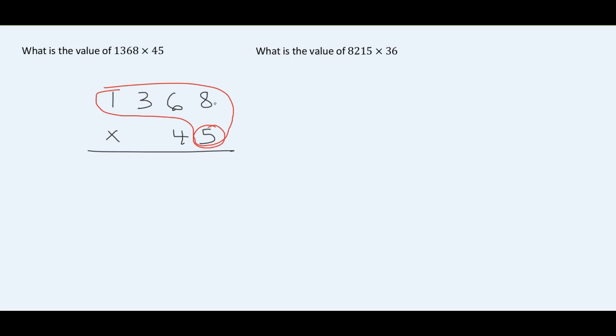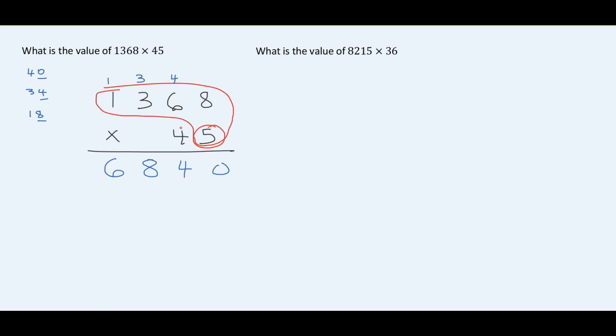So 8 times 5 is going to give us 40. 40, so we have 0, carry out the 4. 6 times 5, we have 30 plus 4. That's going to give you 34. And so you have 34. We're going to write the 4 down, carry up the 3. 3 times 5 is 15. We add 3 to that, we get 18. So we write down the 8, carry up the 1. 1 times 5 is 5, plus 1, we have 6.